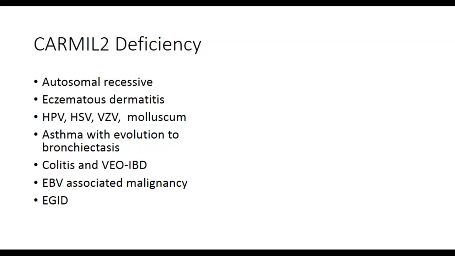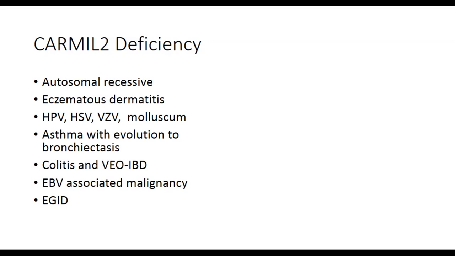So many of these diseases have that same underlying mechanism: the cells can't move the right way and they can't talk to each other the right way, doing what we call the immunologic synapse. These patients, similar to Wiskott and similar to DOCK8, which are both also associated with that actin cytoskeleton problem, have HPV, HSV, VZV, molluscum as part of their problem.